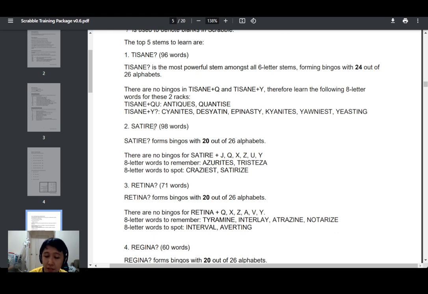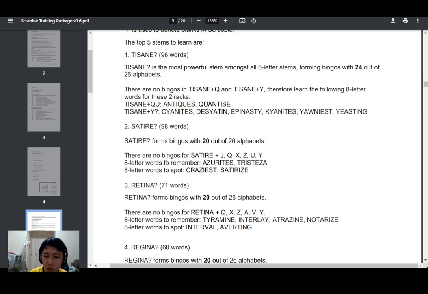So satire has an insane 98 words. But why did I rank it number 2? Well, that's because there are only 20 different letters that form a bingo with it. So the 6 letters that don't make bingos with it shouldn't come as a surprise. JX are the 8-point tiles, while QZ are the 10-point tiles. Surprisingly, even a 1-point letter U cannot go with it. And of course, letter Y, being the trouble again, does not go with it.